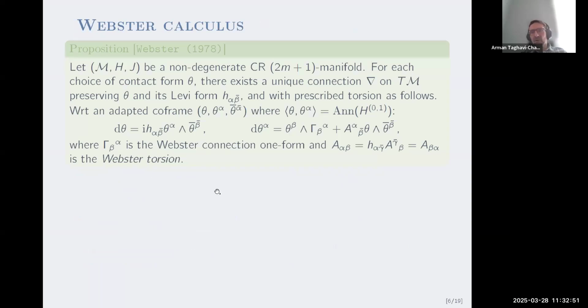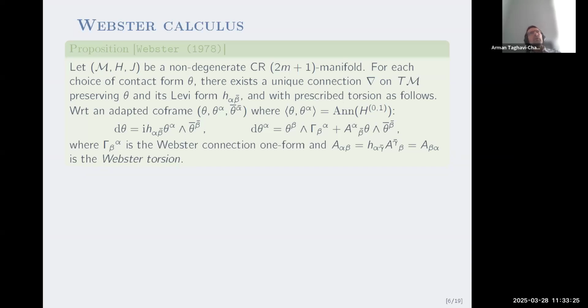So I will adopt a more down-to-earth approach to CR geometry. I will be using the so-called Webster calculus. So how does it work? If I start with a CR manifold of dimension 2m+1, all my CR manifolds will be non-degenerate. So I have a hyperplane distribution, and if I choose an annihilator of this hyperplane distribution, this gives me a contact form.